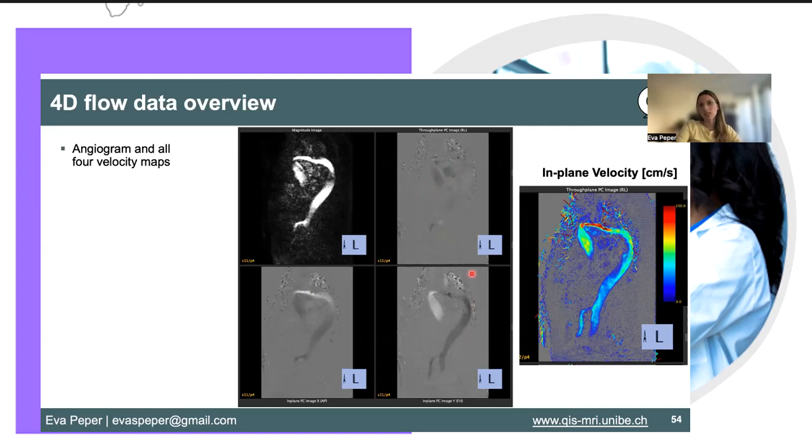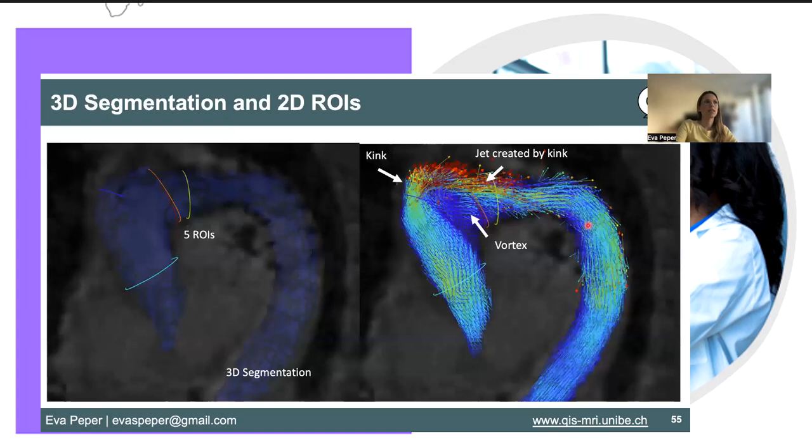So if you combine all these, I think I plotted just the velocity vector. You see that there are overall medium velocities at systole, but there is a very high velocity jet in systole up here that you can already recognize. So if you do a segmentation of the aorta, that's what you see here.